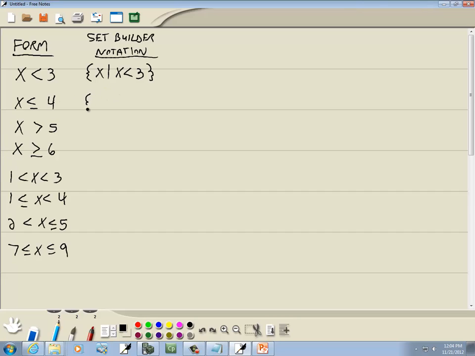And we'll do the same thing on these. Put curly brackets around it, x with a vertical bar. Set builder notation is the easy one.